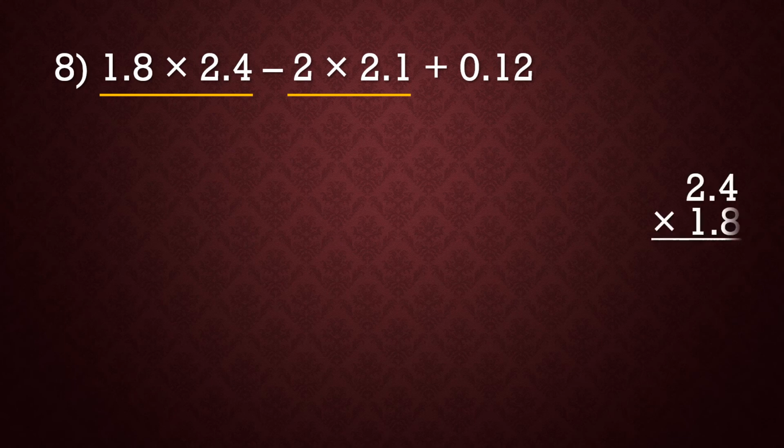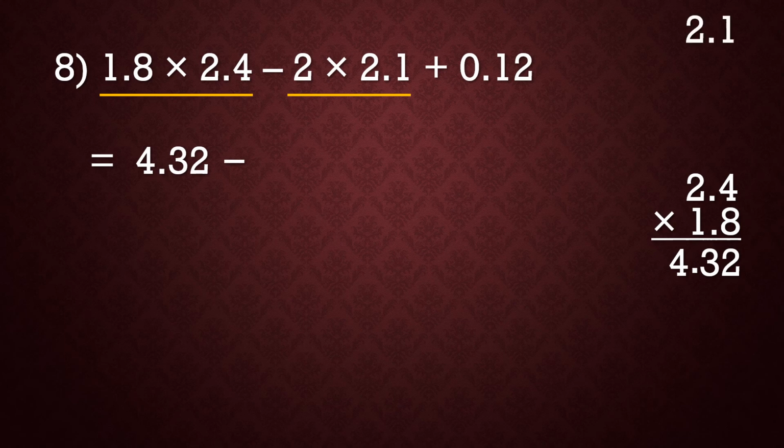So do the multiplication. Multiply the numbers ignoring the decimal point. If we multiply 24 by 18, we get 432. Now tell me how many digits after decimal in 2.4 and 1.8? Yes, 2. So count 2 digits from the right and put a decimal. So we get 4.32. So write down 4.32. Then write minus sign as it is. Now do the multiplication. 2 multiply by 2.1.